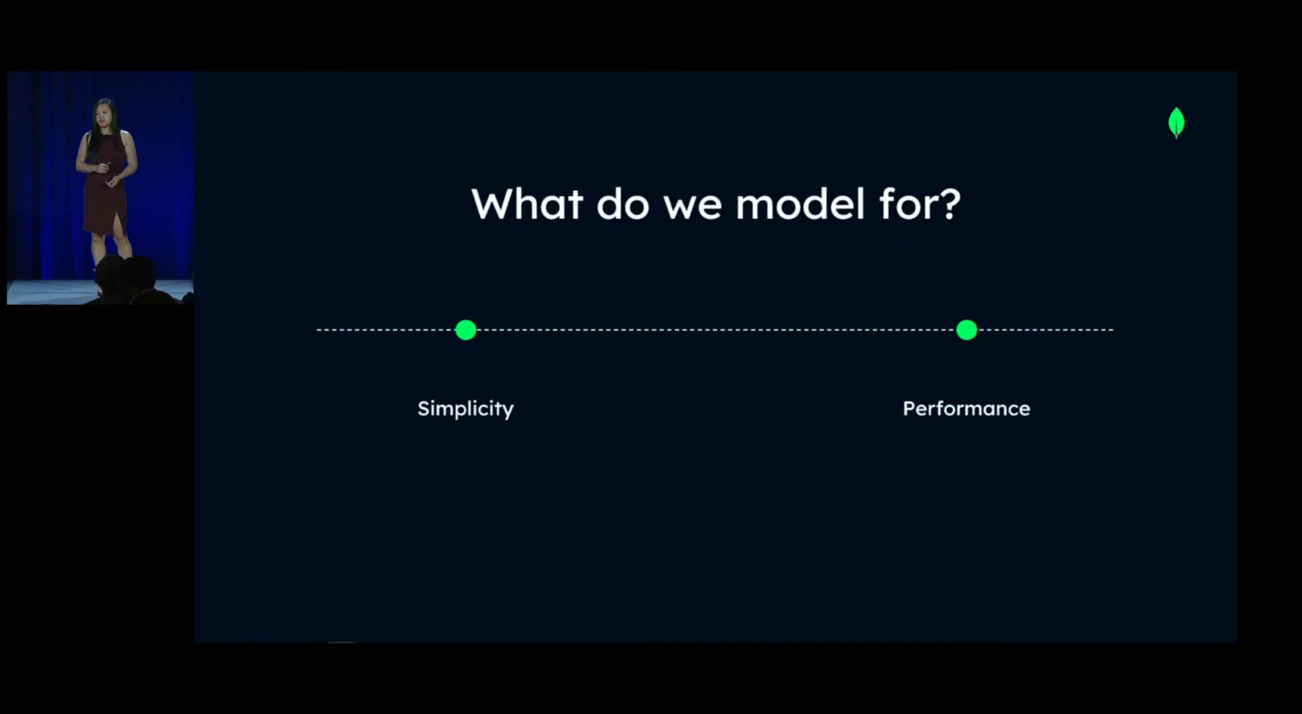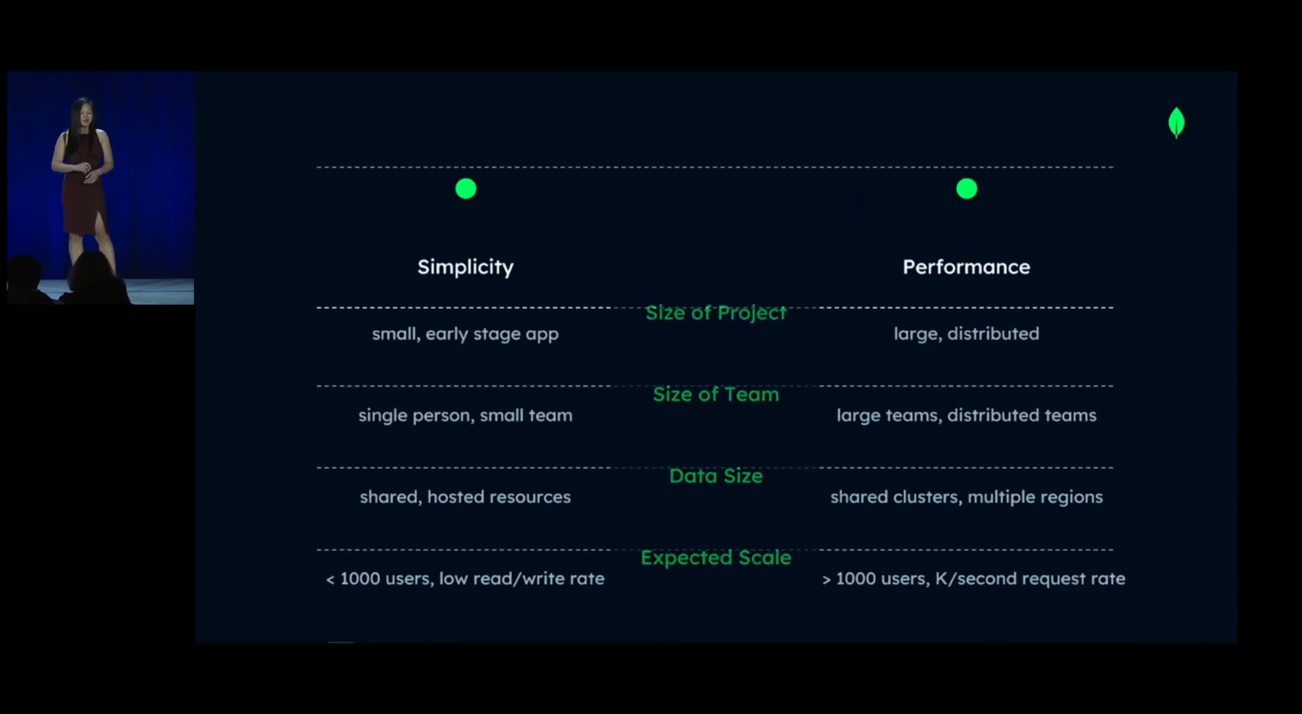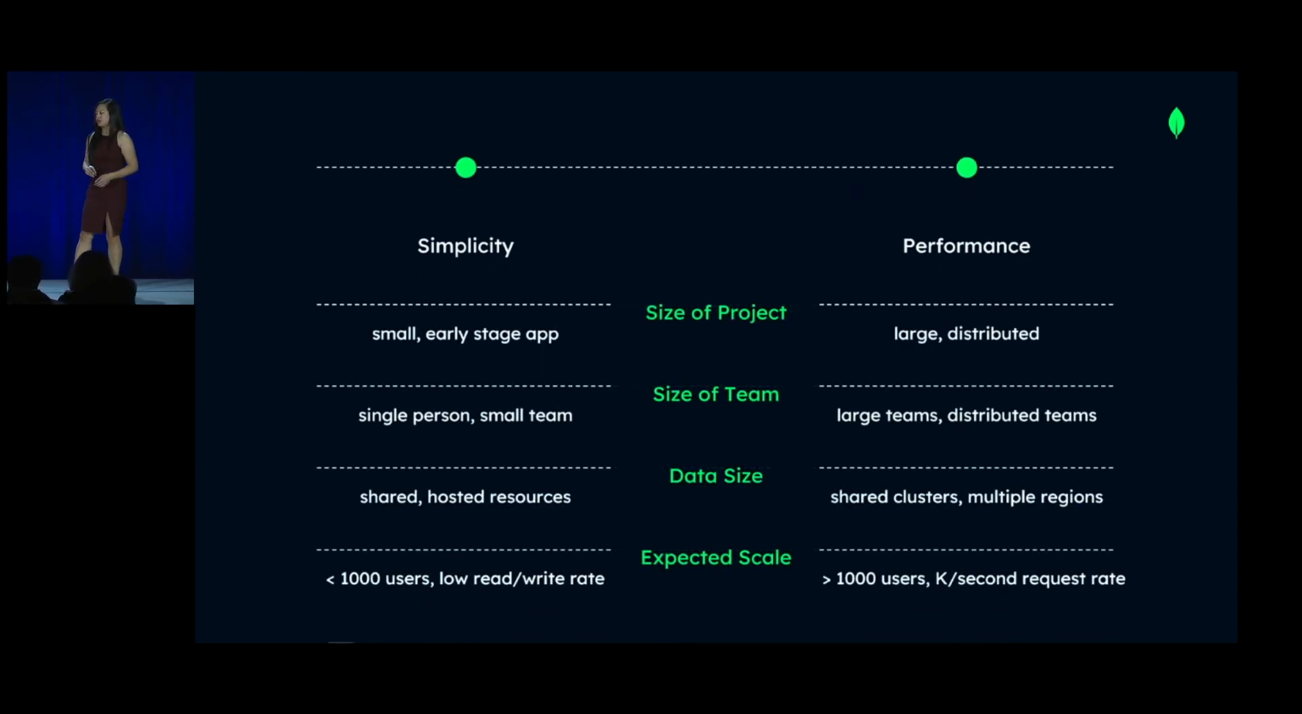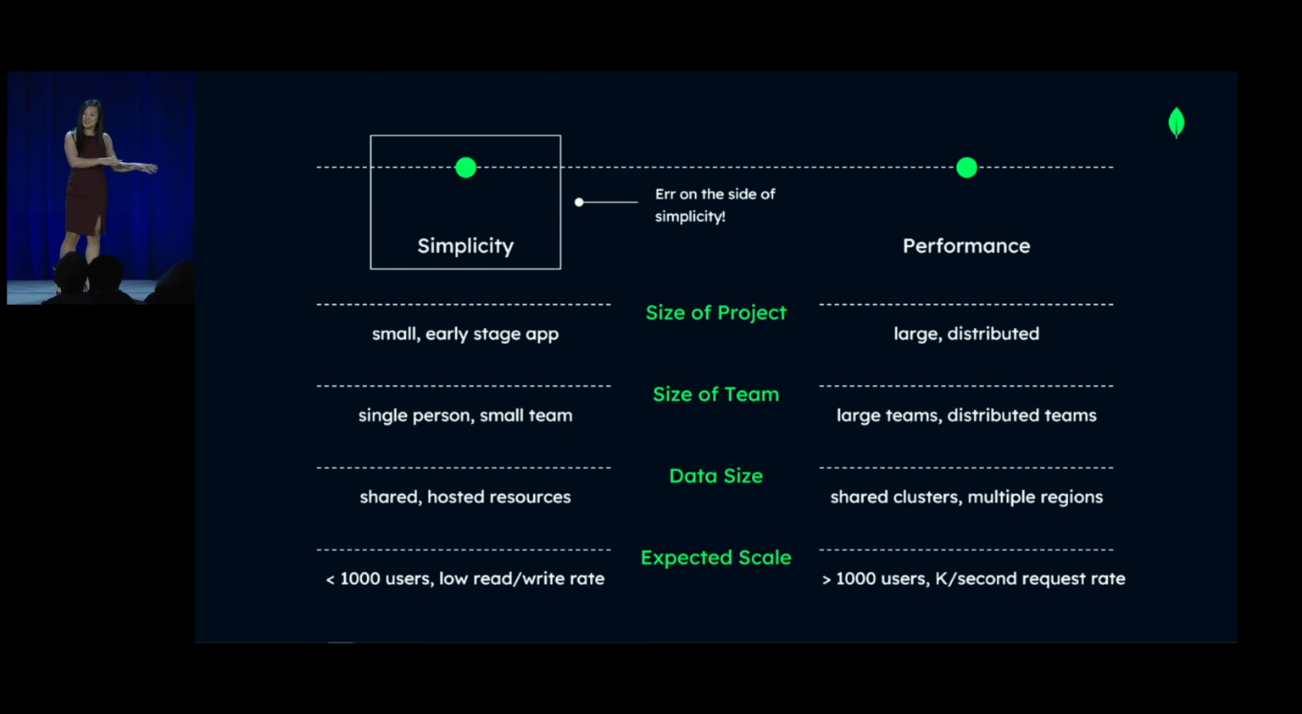It's usually going to fall between these 2 answers when you decide what you want to model for. On the one end, there's simplicity. On the other end, there's performance. Usually, when you are deciding between the 2, these are the things that you want to look for, with the big caveat to always err on the side of simplicity.